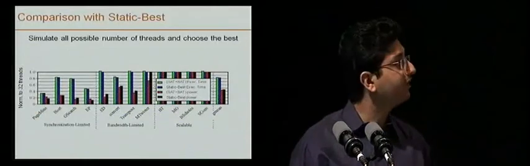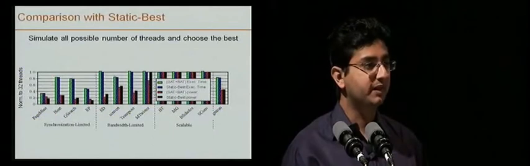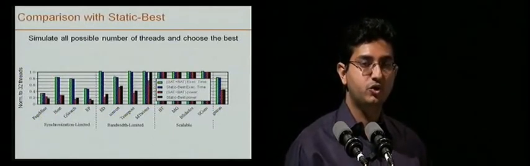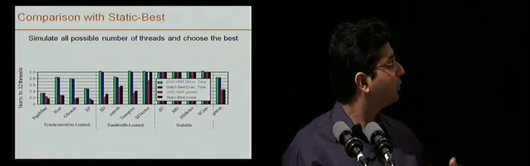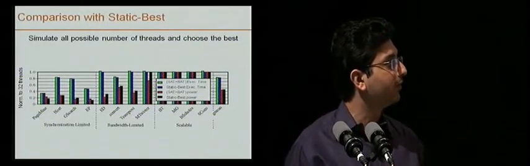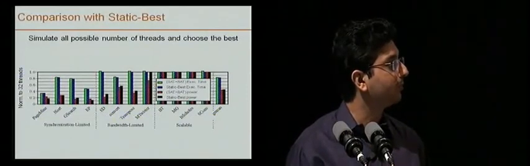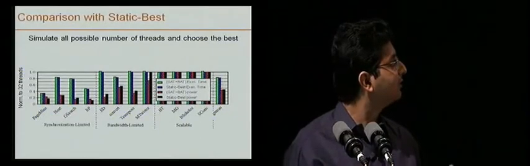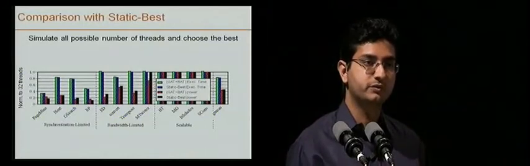We also compared SAT plus BAT to a static best scheme. To implement the static best scheme, we simulated all possible number of threads and chose the best number of threads. The first 2 bars show the execution time of SAT plus BAT and static best, and the next 2 bars show the power of SAT plus BAT and static best, respectively. All values are normalized to the case with 32 cores.